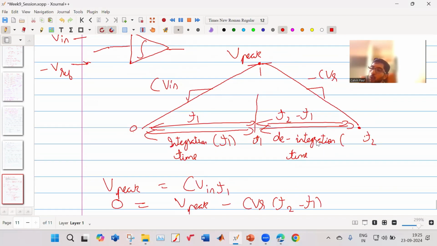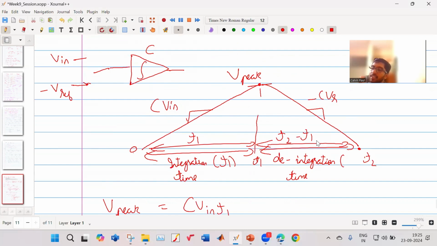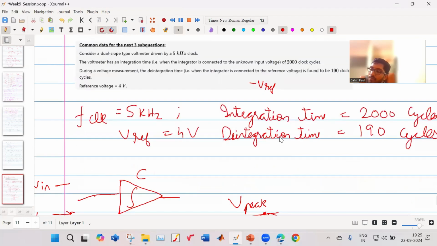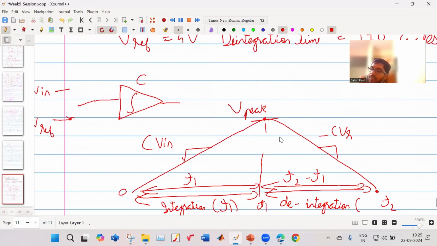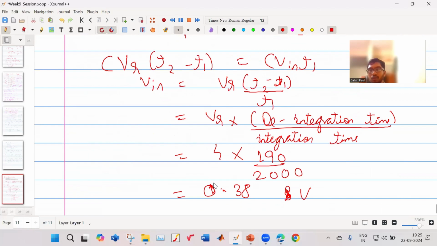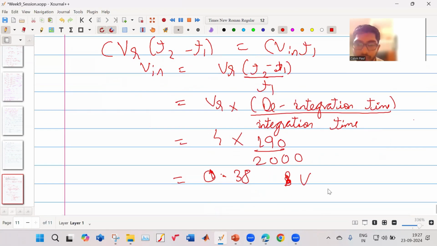So basically we have to understand what is the integration time and what is the de-integration time. In the question, sir has provided what is the integration time, when the integrator is connected to the unknown input voltage. What is your de-integration time? When the reference voltage is connected. One thing you must note down is that minus V reference is connected, not just V reference. So once you know that logic, then you can derive the expression and get your V input. Okay. So now we will go to the next part of the question.